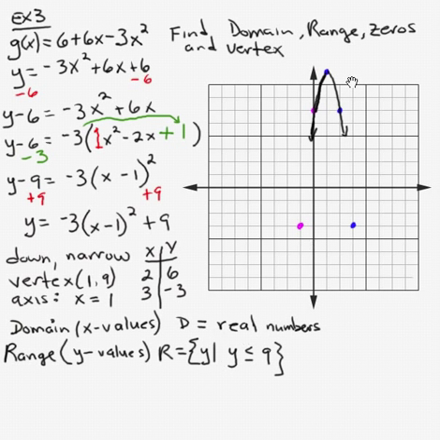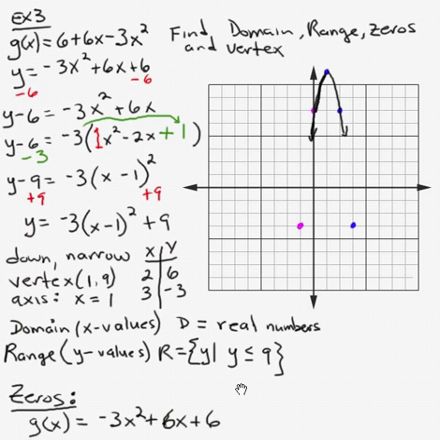For the range, the maximum point is the y value of the vertex, which is 9. I do not have any values larger than 9, but I want everything including 9, and going down on the number line is smaller. So my range is a set of all y values such that y is less than or equal to 9. That's the conditions for the range.